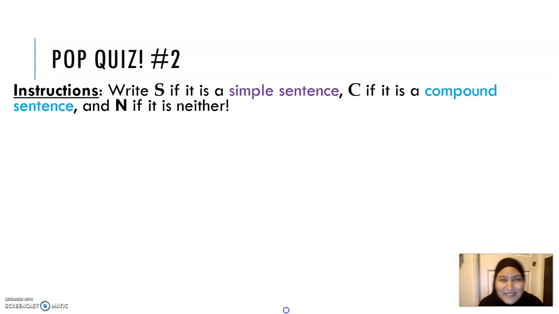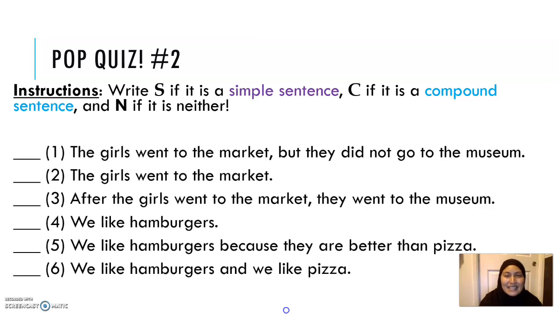Time for another pop quiz. So for these, I want you to write S if it is a simple sentence, C if it is a compound sentence, and N if it is neither. Read them carefully because they're very, very similar. I did this on purpose. So pause the video now, write these down in your notebook or on a piece of paper, write S, C, or N, and when you're ready to see the answers, come back to the video.